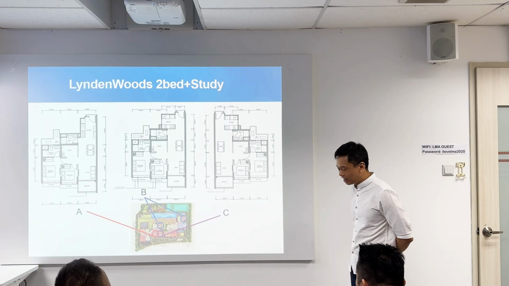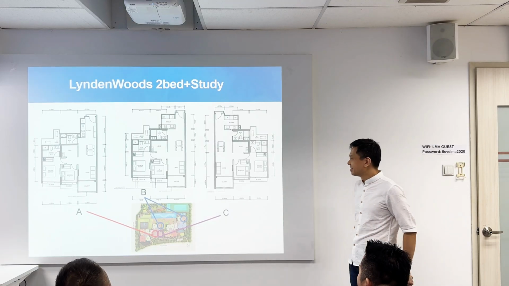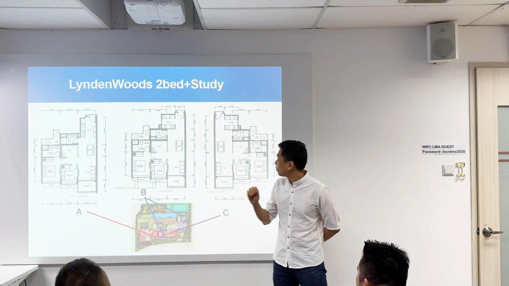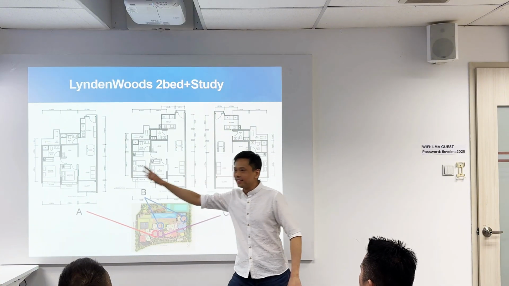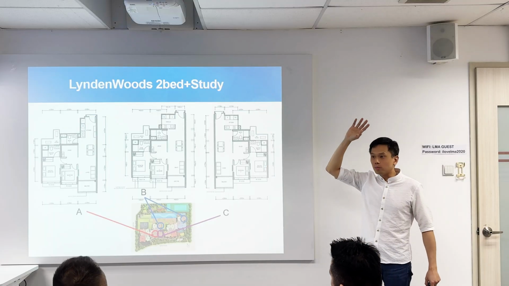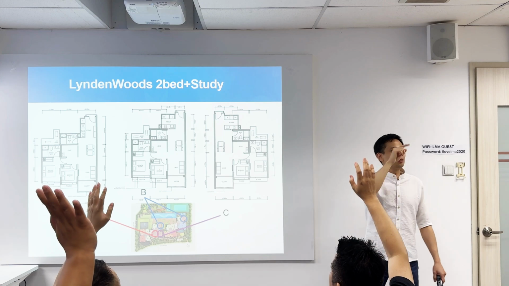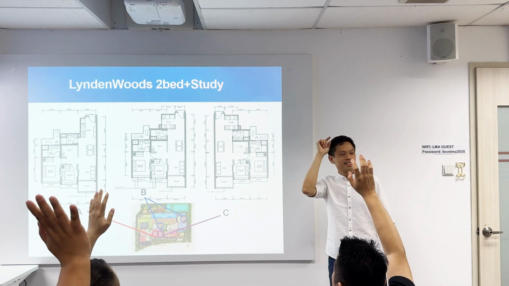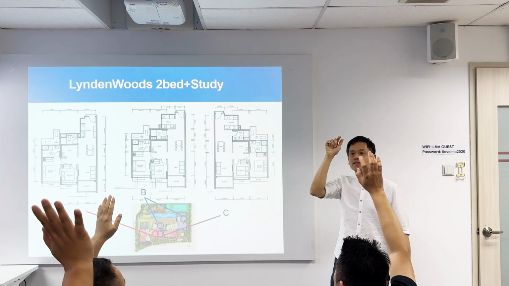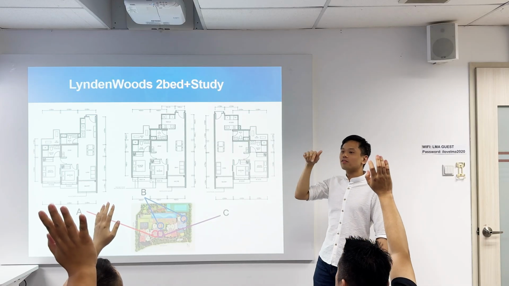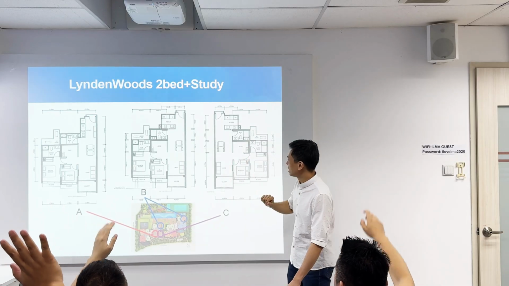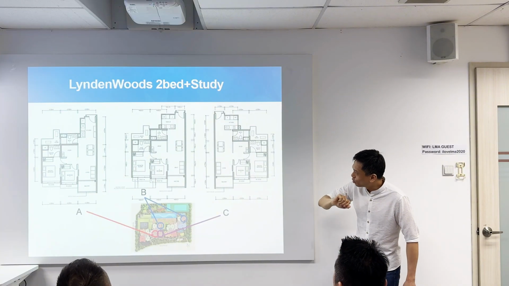Okay, next one. 2 bed plus study, another 3. A lot of combinations. Take your time. Who will choose A? Nobody. Okay, interesting. B? 1, 2, 3, 4, 5, 6, 7, 8, 9, 10, 15, 16. Oh, 16. Okay. Who will choose C?